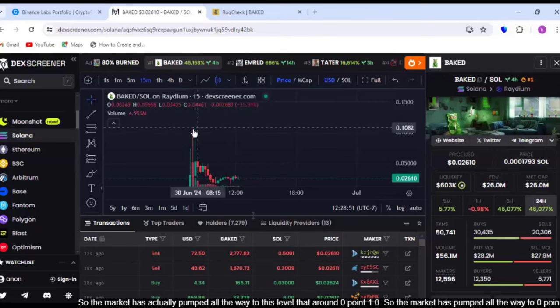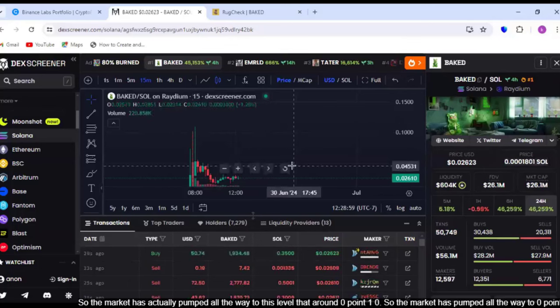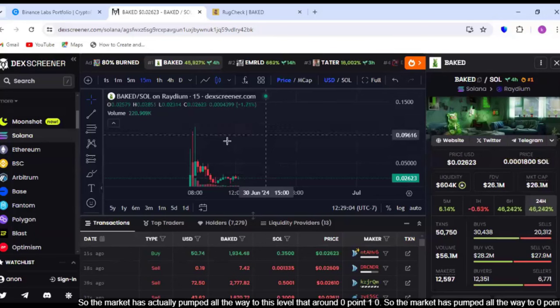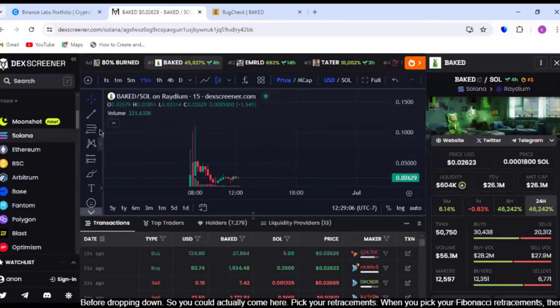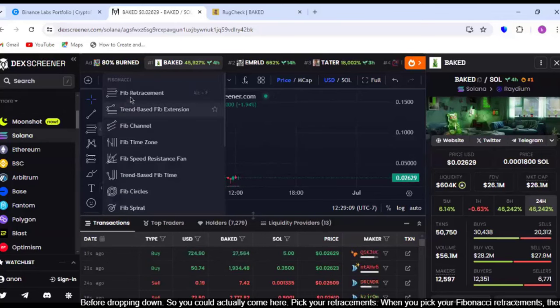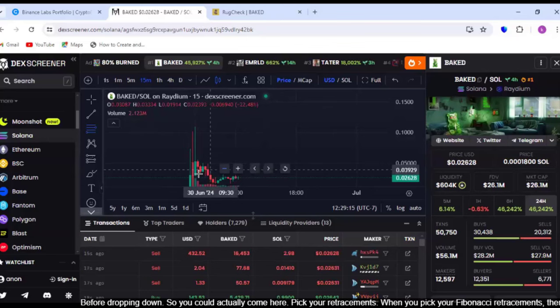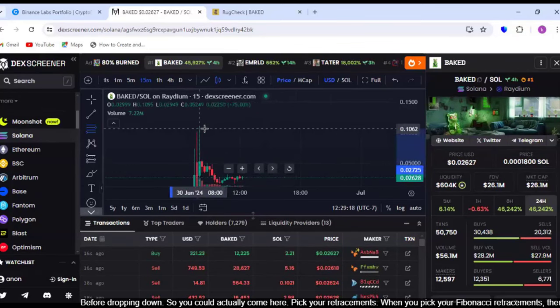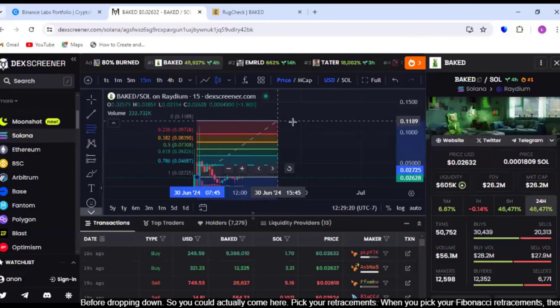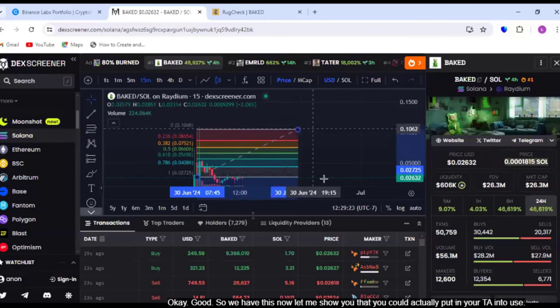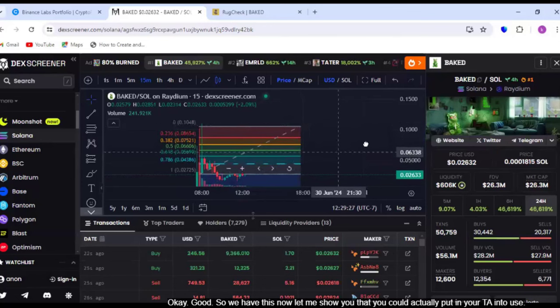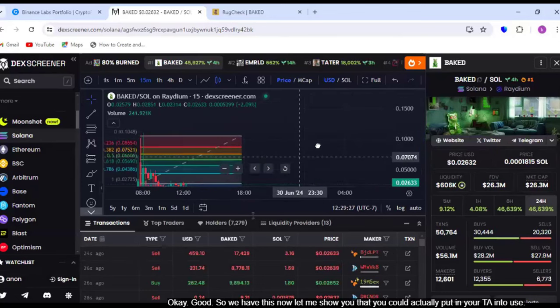So the market has actually pumped all the way to this level, that's around 0.1082, right? Before dropping down. So you could actually come here, pick your Fibonacci retracement, and then from swing low. Good. So we have this. Now, let me tell you that you could actually put your TA into use.